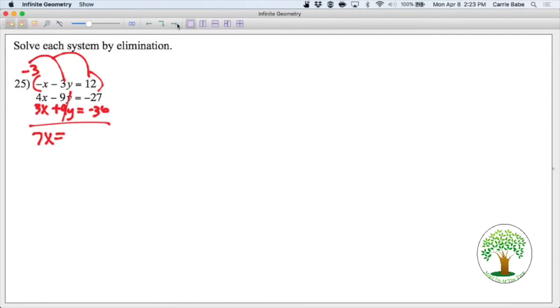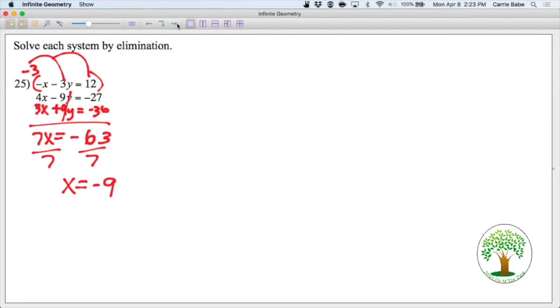Equals negative 63. Yes, negative 63. Divide by 7, and x is going to be negative 9. Wait, how did you get 7? Because I got 4x and 3x added to be 7x. Oh, that adds, okay, got it. Good question. Thank you for asking.